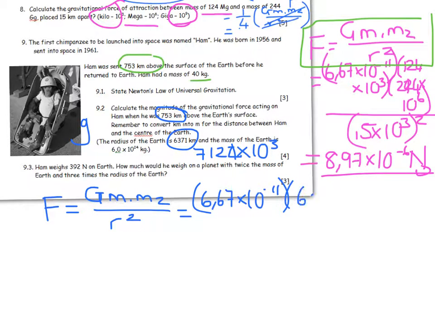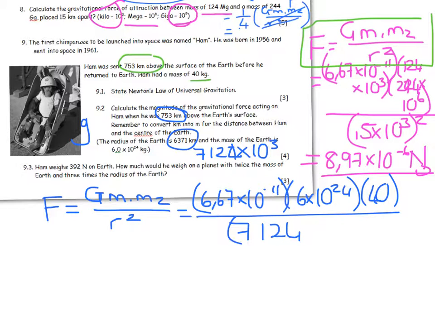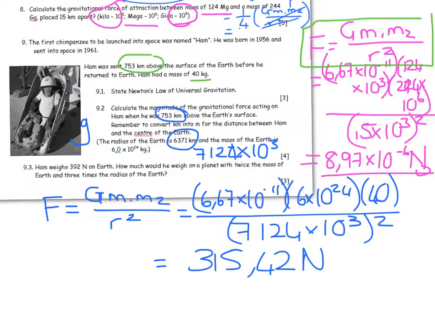The mass of the Earth has been given to me in kilograms already. The mass of Ham is in kilograms already. 7,124 times 10 to the 3, and we have to square all of that, and we come out at 315,42 newtons that Ham was attracted to the Earth with.